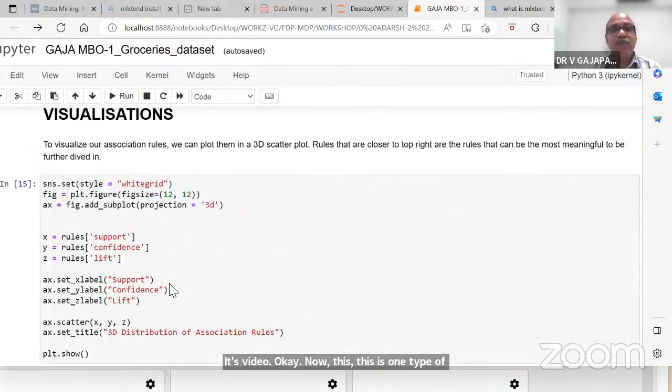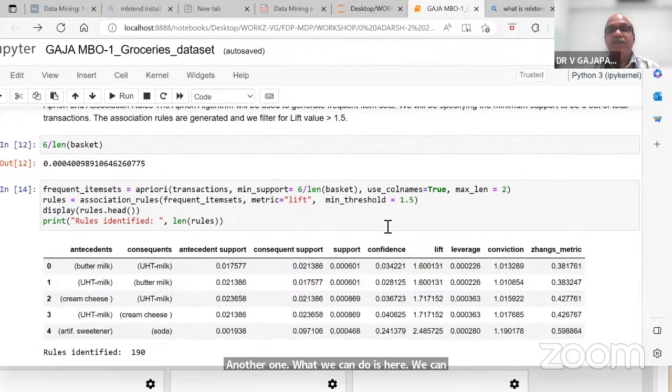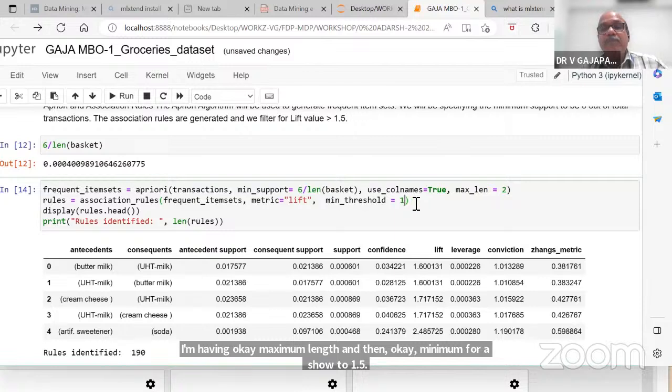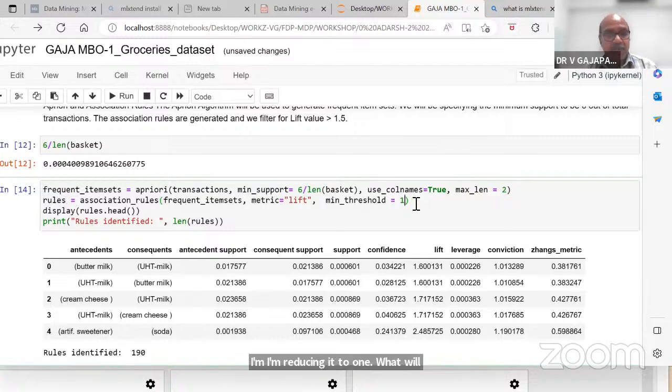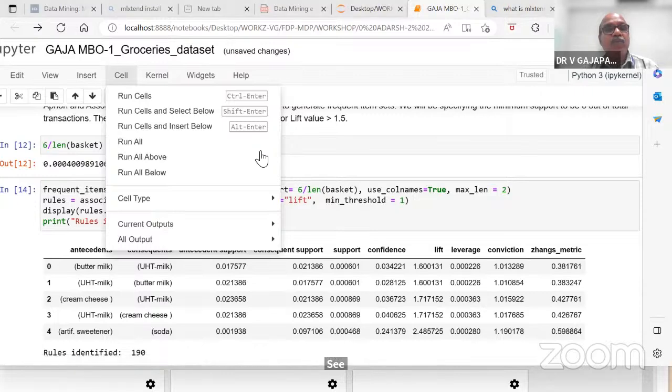Another thing we can do is change the parameters. See, minimum threshold 1.5 now I'm having. I'm reducing it to 1. What will happen now? For that purpose, what I can do is go to run all above, run all below.